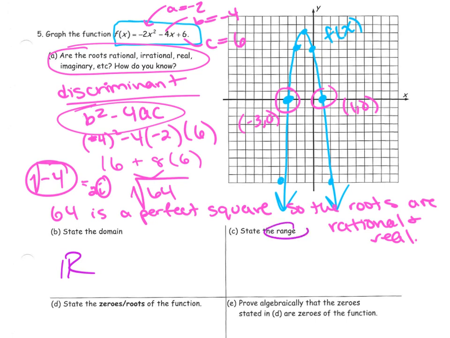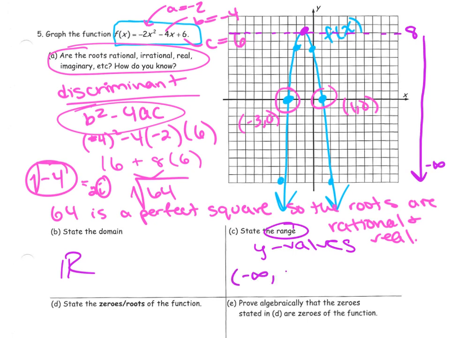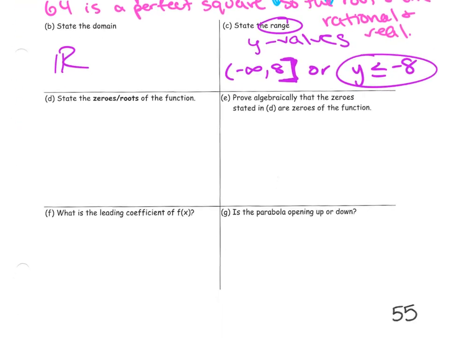We want to find the range, which is our y values. So I'm taking a look. Well, here is my highest y value up at 8, and I include the point at 8, and all of my y values are going towards negative infinity. So we could say we're going from negative infinity to 8, where we include 8. Notice the bracket. Or we could just say y is less than or equal to negative 8. Either one's fine. All right, moving right along.